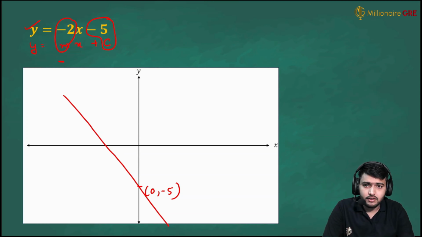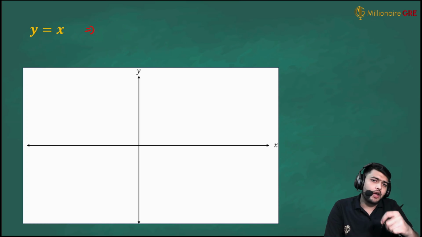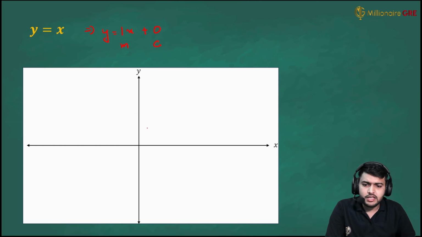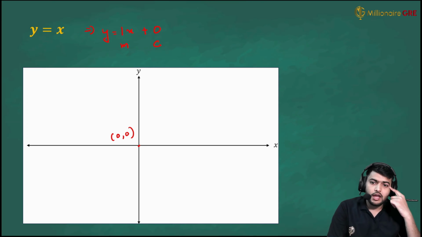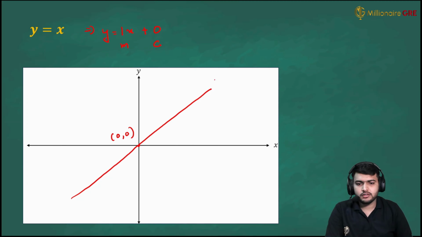Let's move ahead. Let's talk about y is equal to x. Now let's first write this in the form of y is equal to mx plus c. This can be written as y is equal to 1x plus 0. Here m is 1 and c is 0. C is 0, it means the line will cut the y-axis at (0,0) and the slope is positive. M is 1, m is positive. So it's an ascending line. The line looks like this. This is y is equal to x.